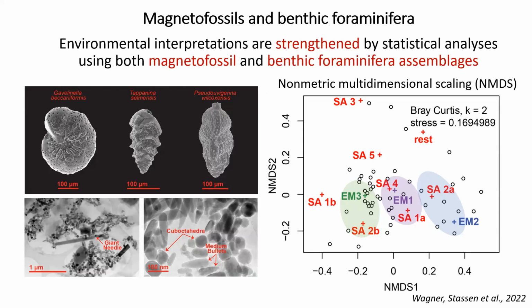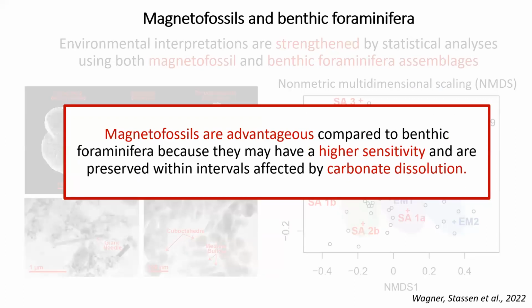And we did that by comparing our magnetofossil N member assemblages to these species associations from the benthic foraminifera. And I'm showing how we did that using non-metric multidimensional scaling in the bottom right. And the take home here is that, yes, these different species associations correlate nicely with changes in our magnetofossils. And perhaps even more exciting is that the magnetofossils picked up some of the finer changes in the environment than the benthic forams did.